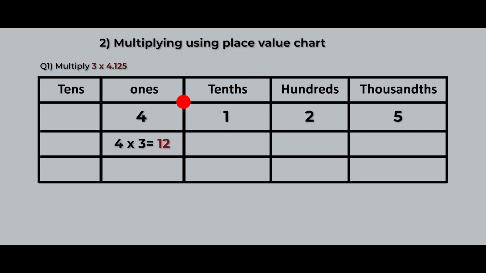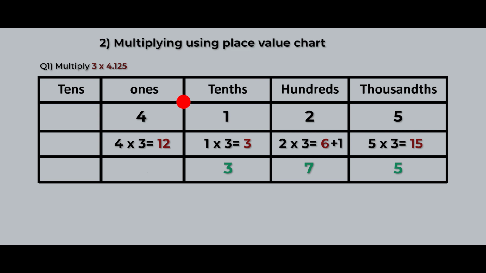So 4 multiplied by 3, you get 12. 1 multiplied by 3, you get 3. 2 multiplied by 3, you get 6. 5 multiplied by 3, you get 15. As we have agreed, we are not going to write both digits in the same column. So from 15, you write 5 in the thousandths place and take 1 to the hundredths place. And that makes 7 here.